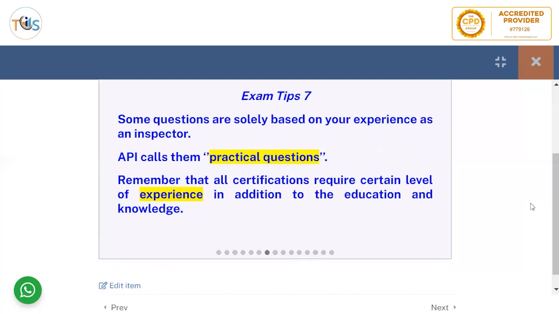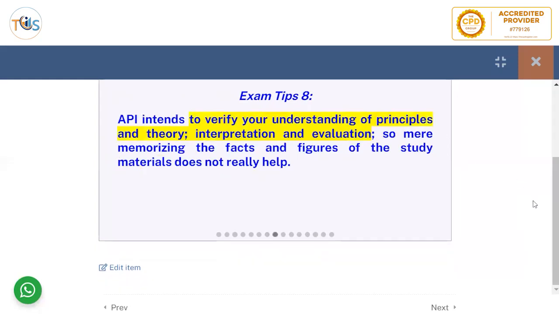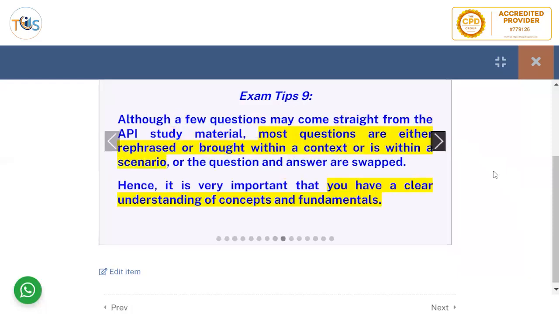These are the questions that come from the day-to-day practice, and an inspector is supposed to be facing them on a routine basis. Remember that all certification requires a certain level of experience in addition to the education and knowledge. API intends to verify your understanding of principles and theory, interpretation and evaluation, so mere memorizing the facts and figures of the study material does not really help.